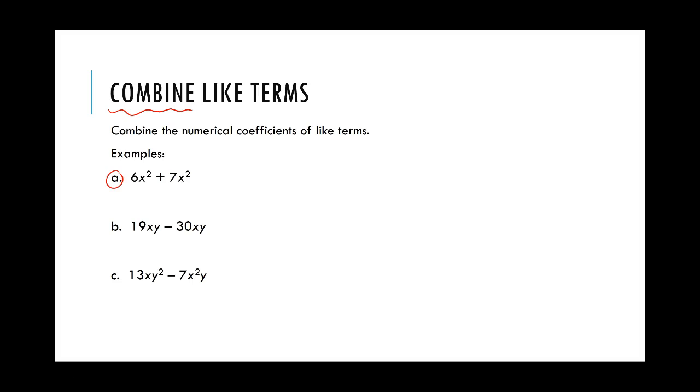You've done this for a really long time in math, except you used to look at just objects. So your teacher would say, you have 6 apples and you add 7 apples. How many apples do you have? It's the same concept. We want to take these coefficients and do whatever the sign tells us. So 6 plus 7 is 13. And that x squared is the variable that's like, so that stays.